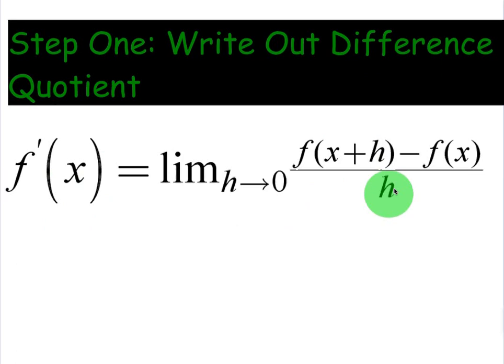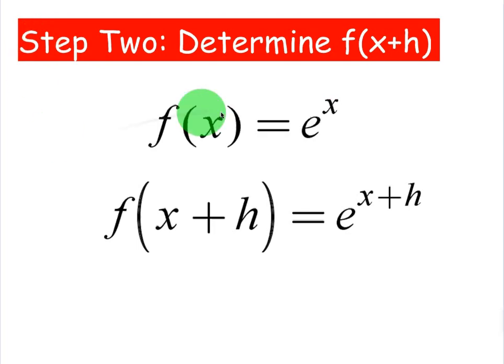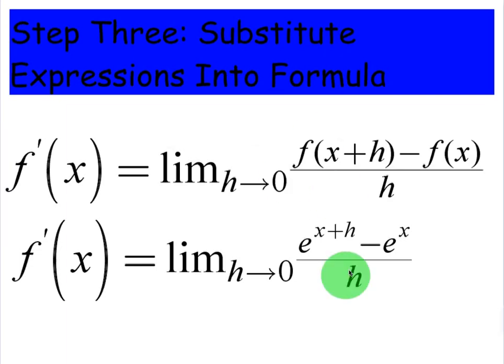Once we've written out the definition, we then want to figure out both f of x and f of x plus h. They gave us f of x equal to e to the x. F of x plus h is just plugging in x plus h for x. So every time there's an x, we're plugging in x plus h. So f of x plus h is equal to e to the x plus h. Now we're going to be plugging that into the formula. So for f of x plus h, we substitute e to the x plus h, and we replace f of x with e to the x.